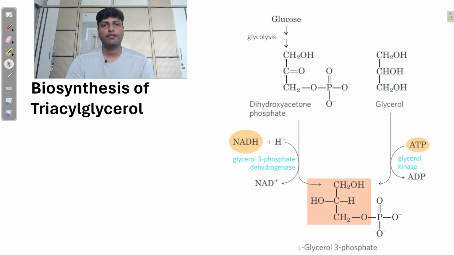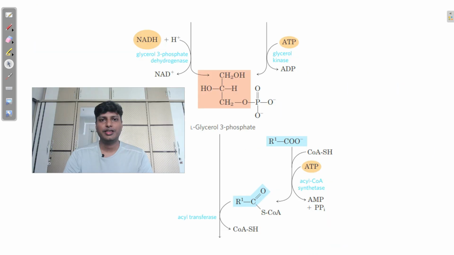and then there will be attachment of a particular fatty acid to glycerol 3 phosphate, resulting in the formation of a mono, di or triacylglycerol depending upon the number of fatty acids which are attached. In this reaction, as you can see, glycerol 3 phosphate is getting connected with a particular fatty acid.